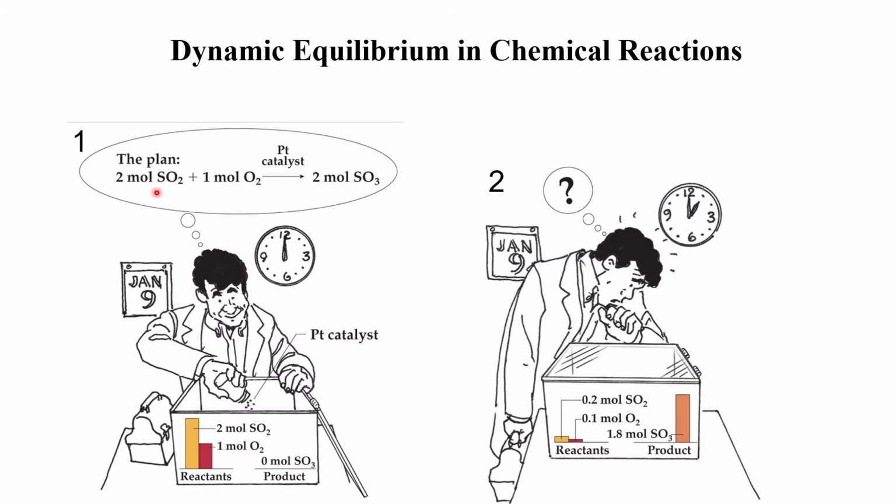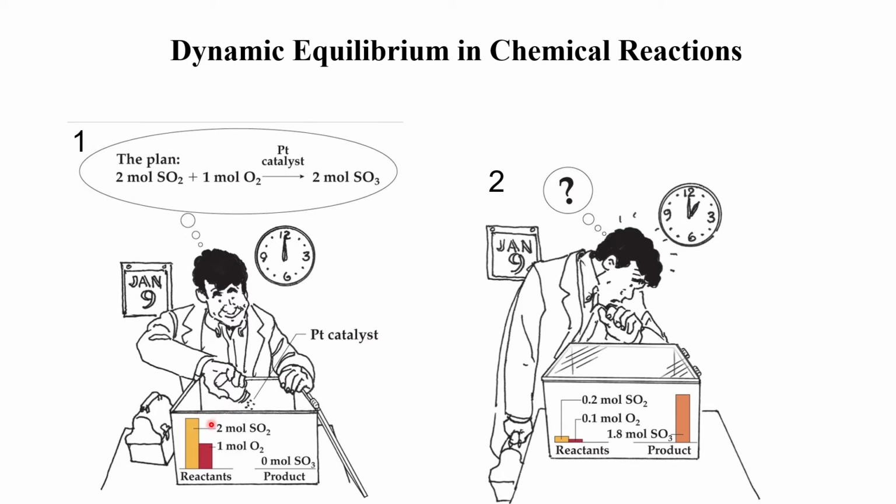In this example, we have a chemist performing a reaction. For this reaction, here is the balanced equation: we need 2 moles of sulfur dioxide and 1 mole of oxygen. We need some catalyst for this reaction, and it will make 2 moles of sulfur trioxide. So this is the equation, the plan. What this chemist did is he added these reactants, which is 2 moles of sulfur dioxide and 1 mole of oxygen, in the reaction mixture. He added the catalyst as well.